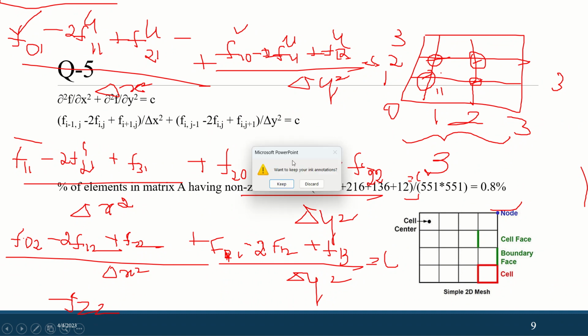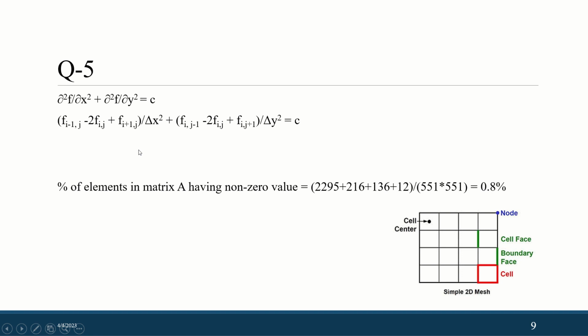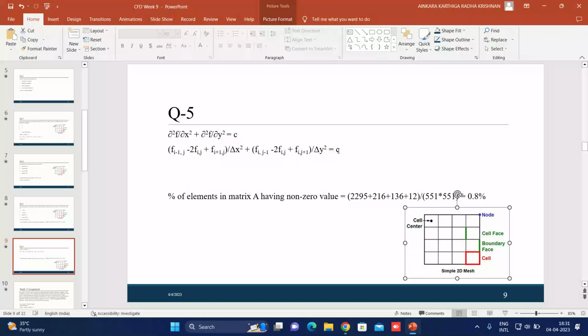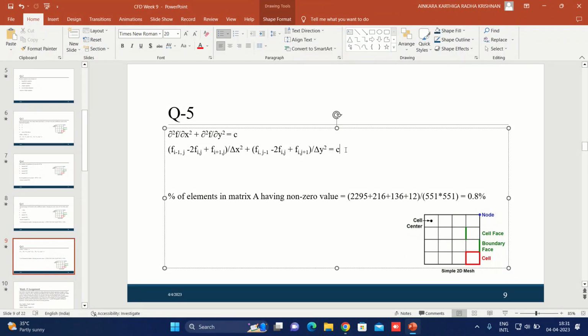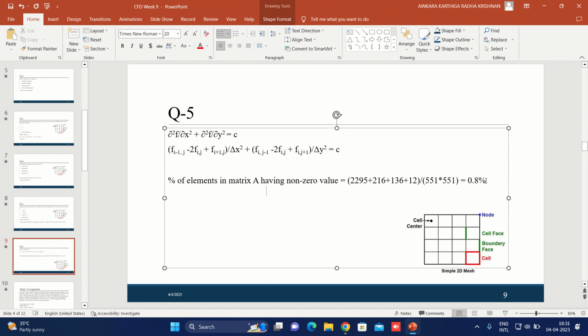So I'll just discard the ink alone. So in that matrix, what was observed is that diagonal elements were observed to be non-zero. So in this specific problem, the number of equations to be solved, we would be having 551 equations, right?